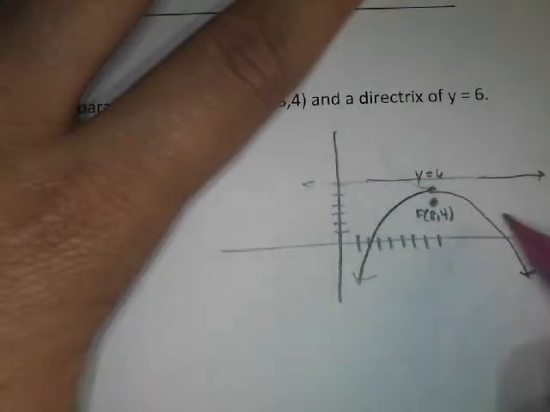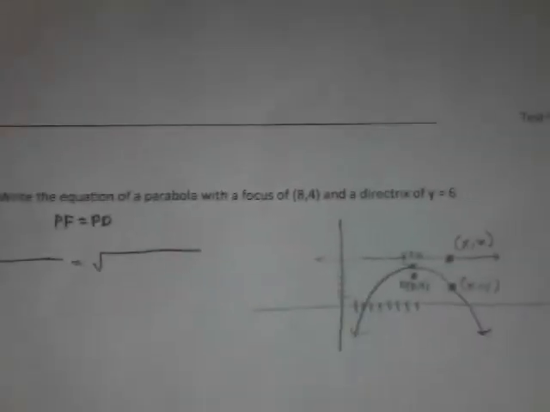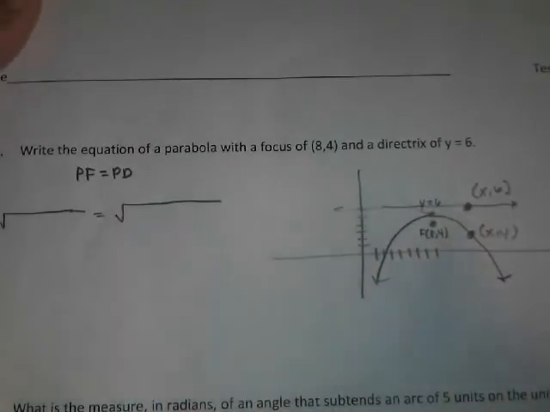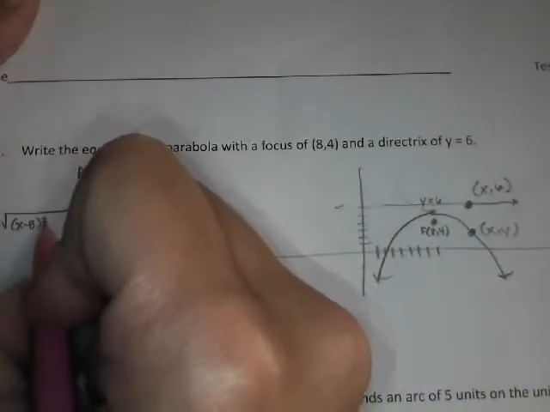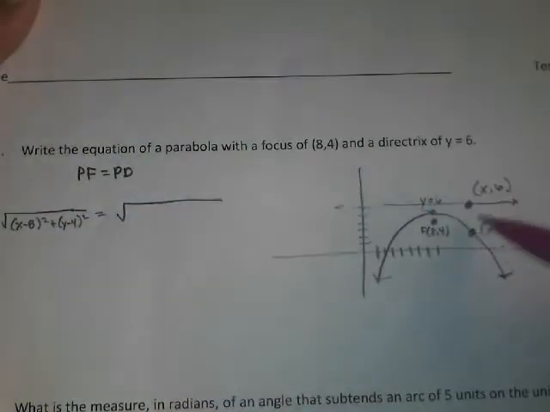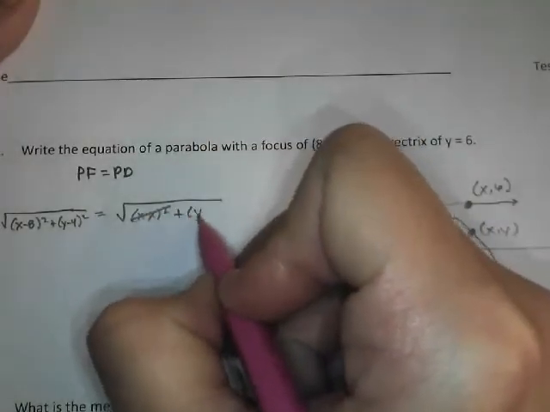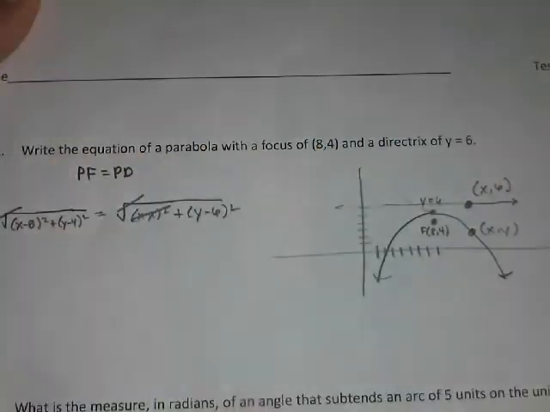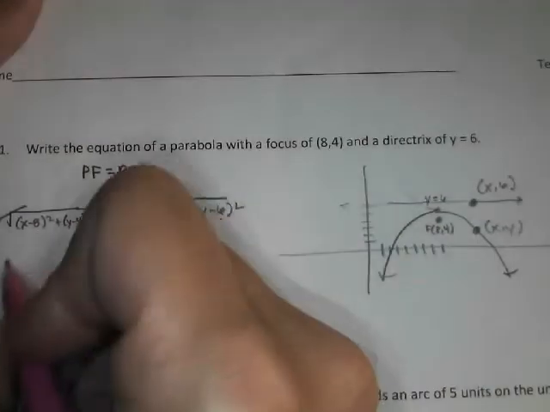So here's my point xy, and here's the point on the directrix, which is x comma 6, because the y-coordinate is 6. And now for my distance formula, point to focus, point to directrix, I get point to focus, x minus 8 squared plus y minus 4 squared equals x minus x squared. There's our one that's going to be 0 and gone, plus y minus 6 squared. Your square roots are gone. So I've got an x term, a y term, and a y term. So I square out the 2 y's and I leave the x's alone.